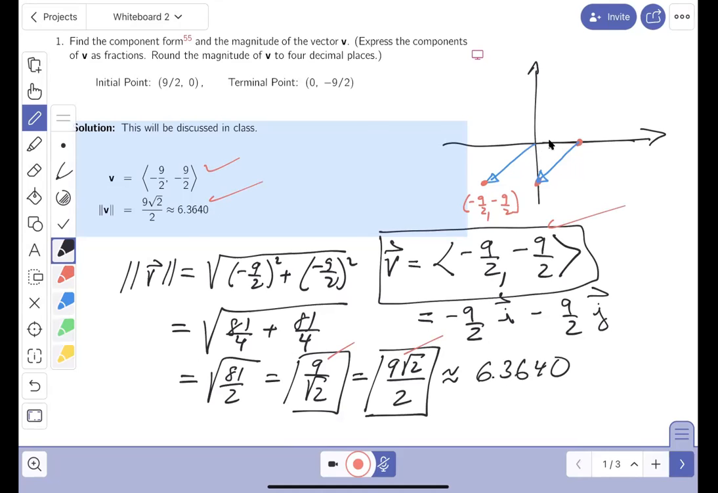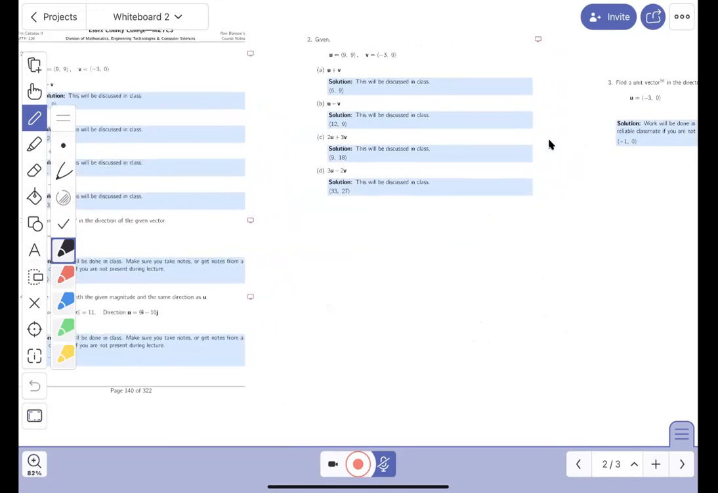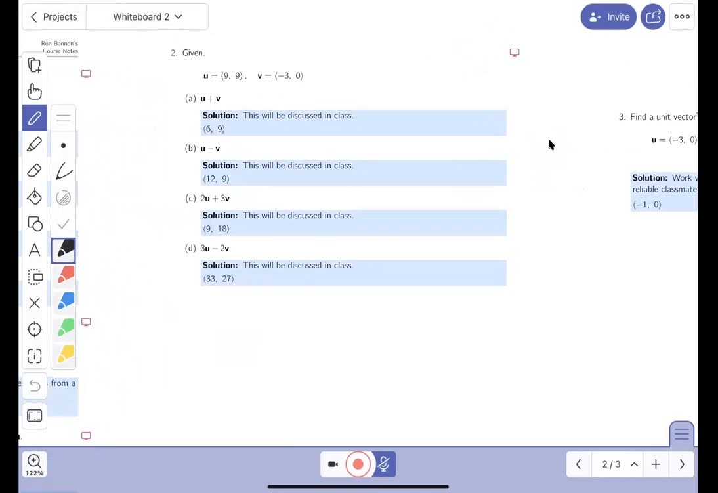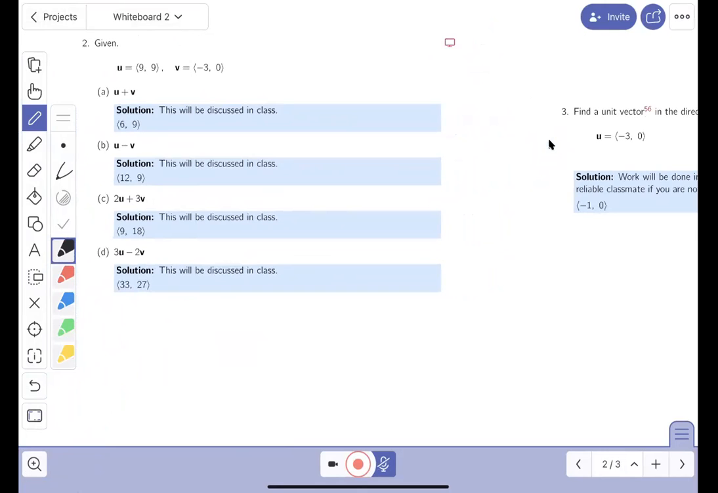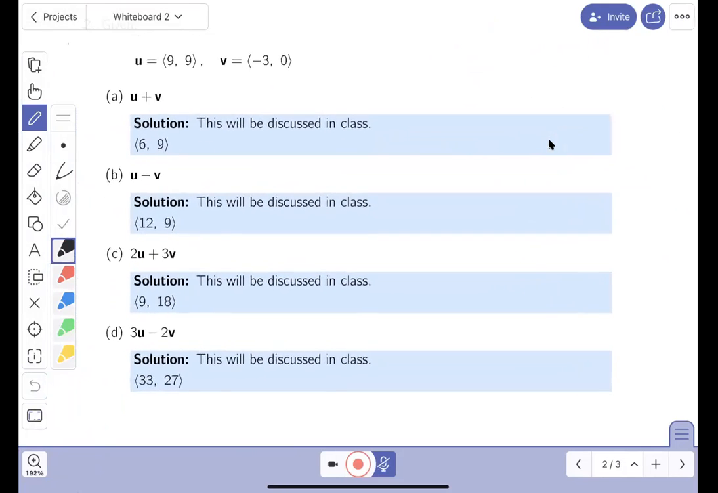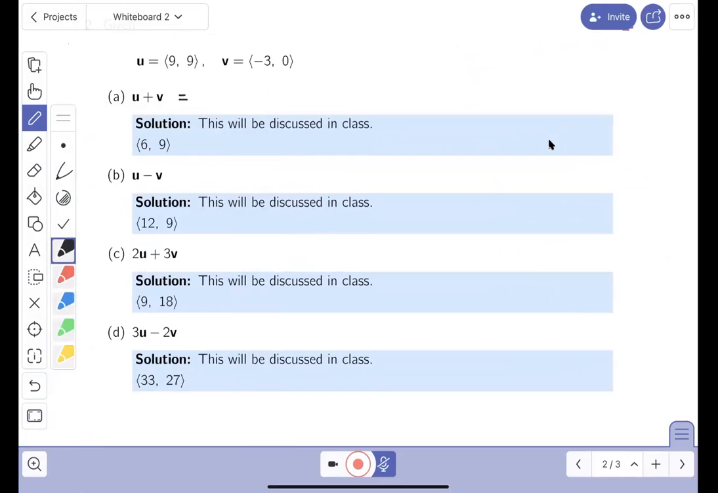And let's talk about number 2. Now, number 2 reminds me of what you did in Math 119. This is basically just adding two matrices together. But again, these are vectors, u and v. So when you add them together, again, it should be relatively simple. I'm going to put this down for you, u plus v. Just add your components. So 9 plus minus 3 is 6, and 9 plus 0 is 9.